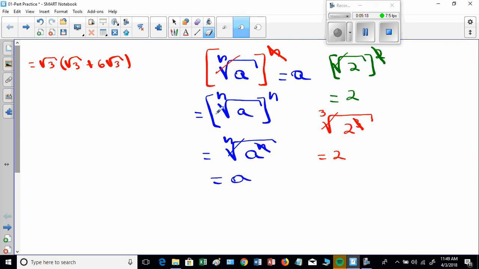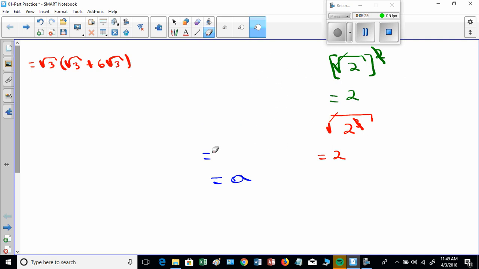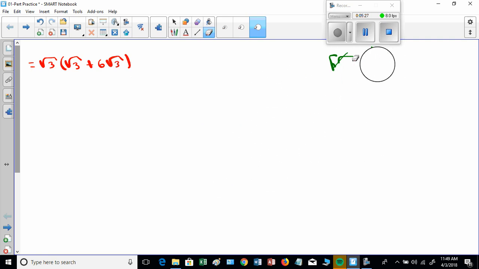There are other ways to simplify radicals, and that you're going to see in other exercises. Now, the idea is basically to solve for this. In this case, you have the square root of 3 that multiplies the square root of 3 plus 6 times the square root of 3. So here, what you can do is distribute.